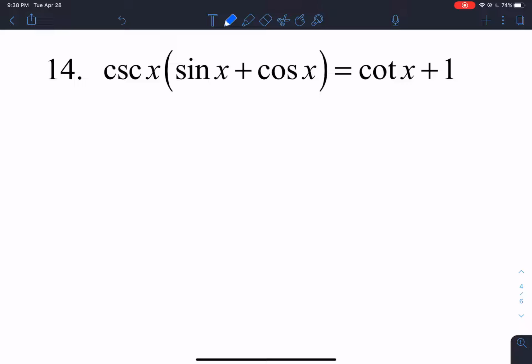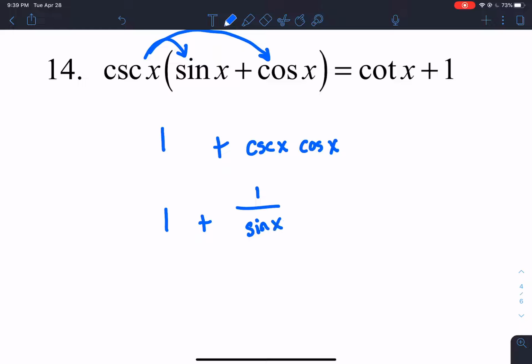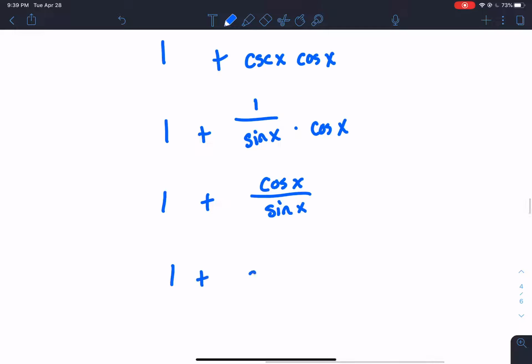Okay, so for number 14, we're going to multiply here. So cosecant times sine, they're reciprocals, so it just becomes 1. And then you got cosecant times cosine. So 1 plus cosecant times cosine. Now cosecant is 1 over sine, so this becomes cosine over sine, which is cotangent.